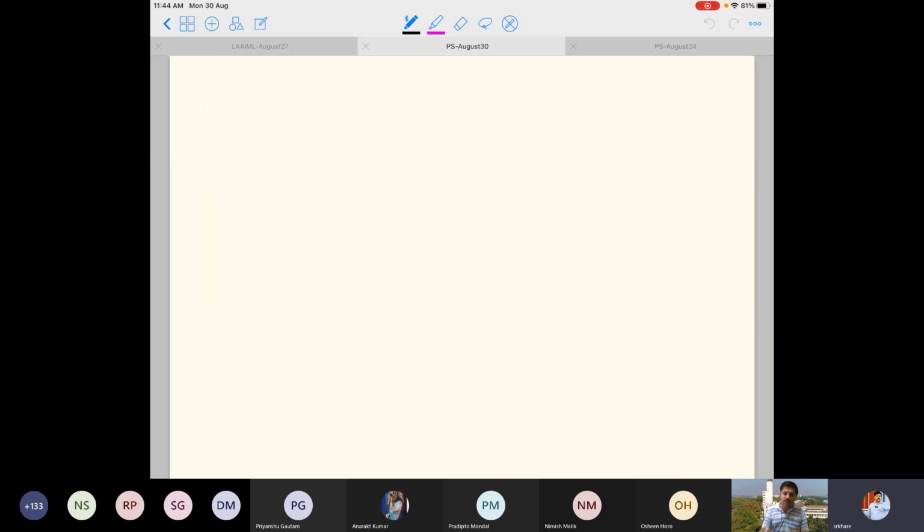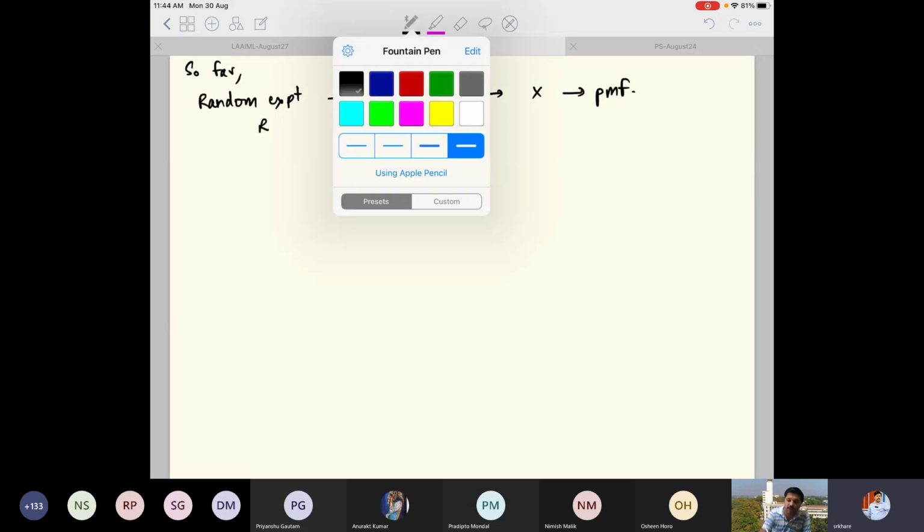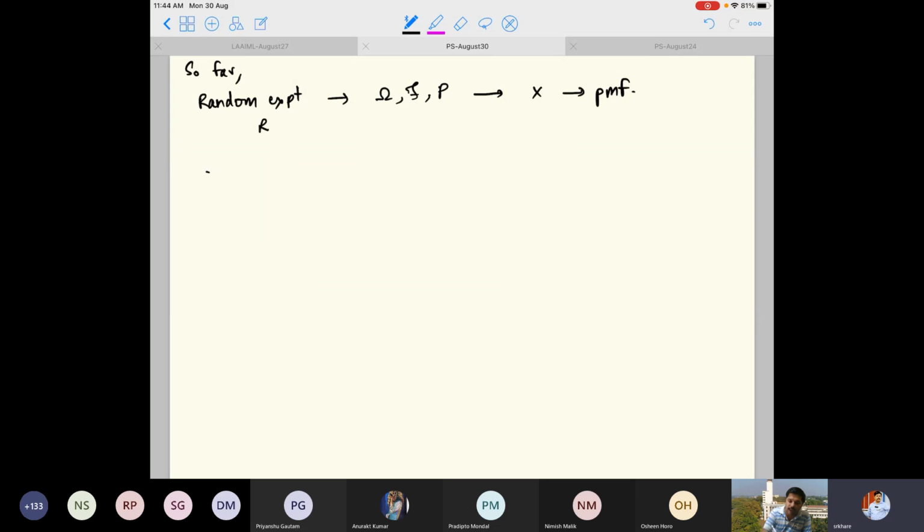So what have we done so far? We started with a random experiment. Then we went to this omega, F, P. Then we defined the random variable x. And then from the random variable x, we defined the PMF, right? So far, this is the journey that we have taken. Can we trace this journey backwards? The question that we want to ask is, can we go backwards?